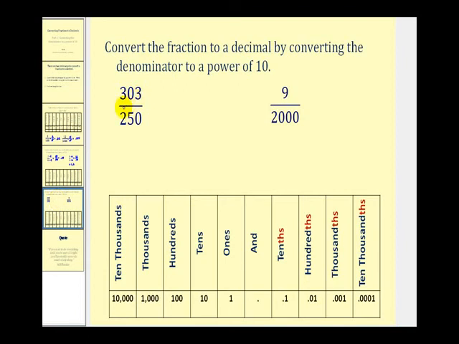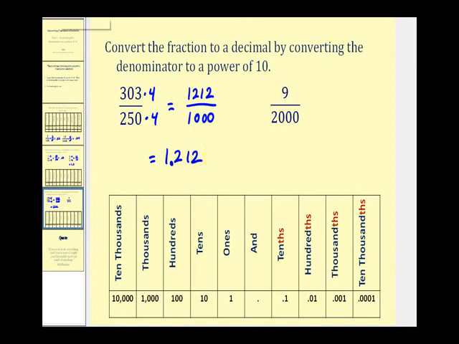Here we have 303 over 250. So we do have to be able to recognize that if we multiply this by 4, we would have 1,000, which is a power of 10. So we'll do the same to the numerator. This will give us 1,212 in the numerator. And our denominator is going to be 1,000. So if we have the thousandths place value, we're going to have 3 digits to the right of the decimal point. So we'll go ahead and write down our numerator, 1,212. And to have 3 digits to the right of the decimal point, we'll have to have the decimal point right here. So this fraction is equal to 1.212.